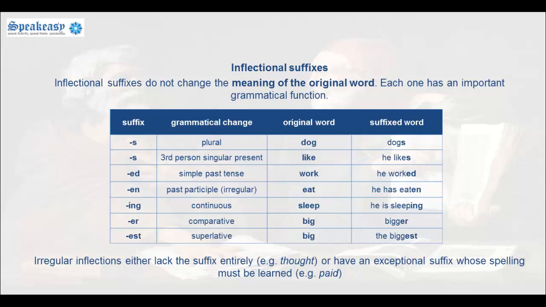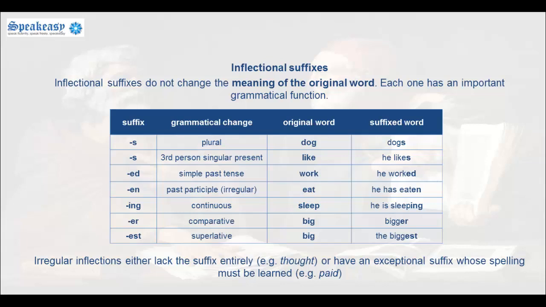verb like. He likes. Ed is added to regular verbs in the simple past tense, such as the verb work. He worked. For irregular verbs in the past participle, we sometimes add en. So for example, eat becomes eaten. He has eaten. In the continuous form, we add ing. So sleep would become sleeping.